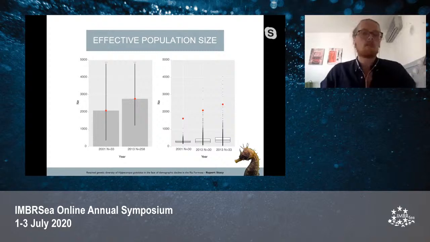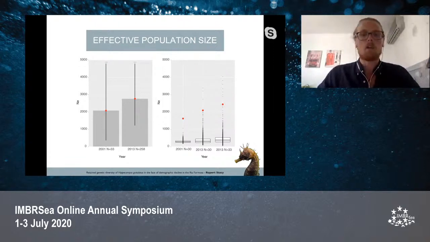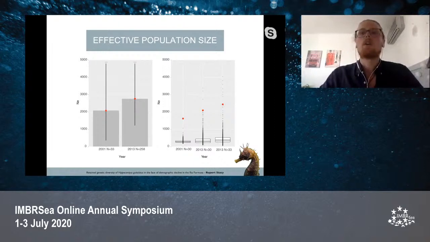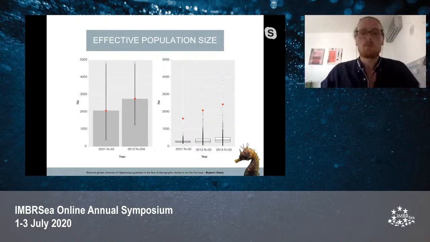And lastly, the effective population size. So let me first explain the graph very quickly. On the x-axis, we have the years on both sides of the graph, and on the y-axis, we have the effective population size in numbers. On the left, we have the full data set with 33 individuals in 2001 and 258 individuals in 2013. Whereas on the right, we have our resampled estimates, where we resampled 30 individuals from 2001 and 2013, 1,000 times.